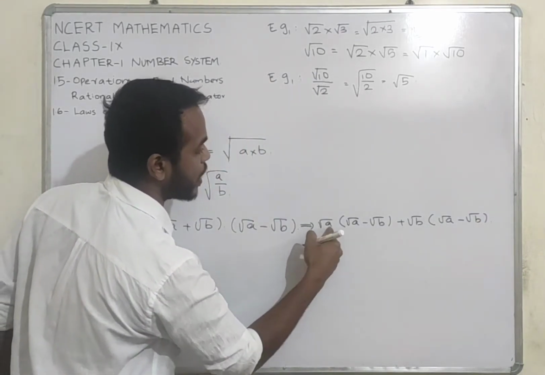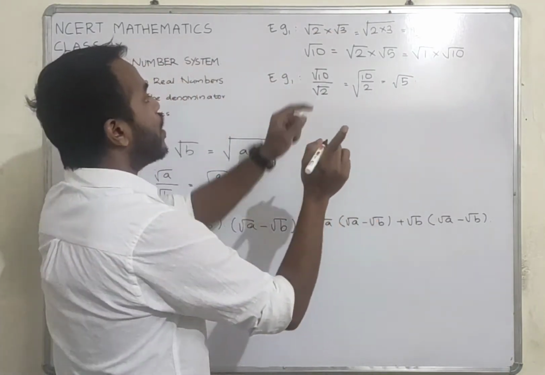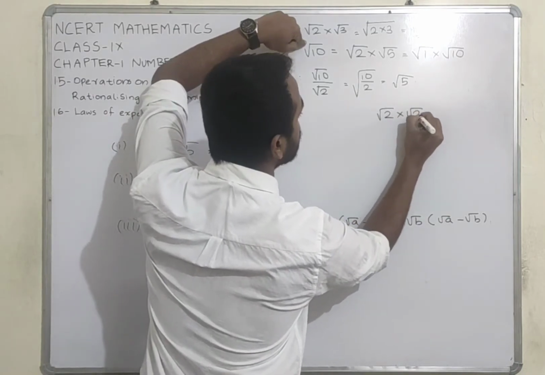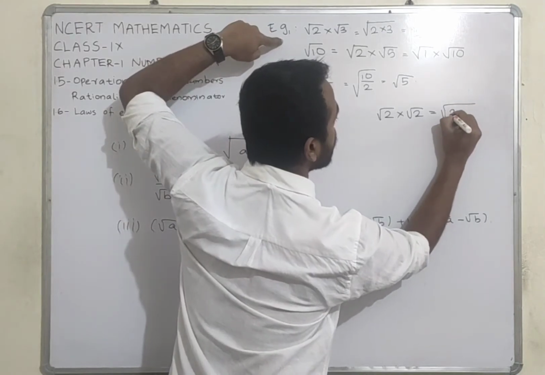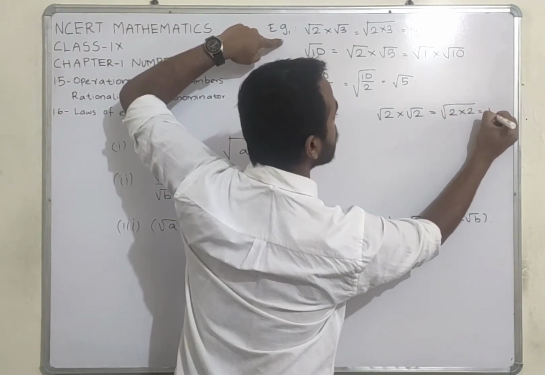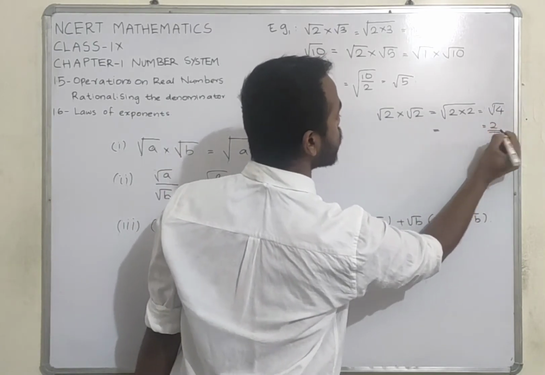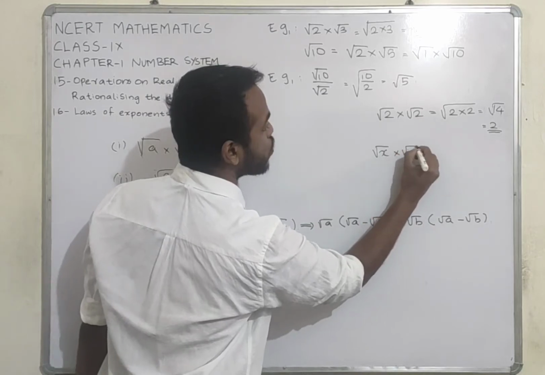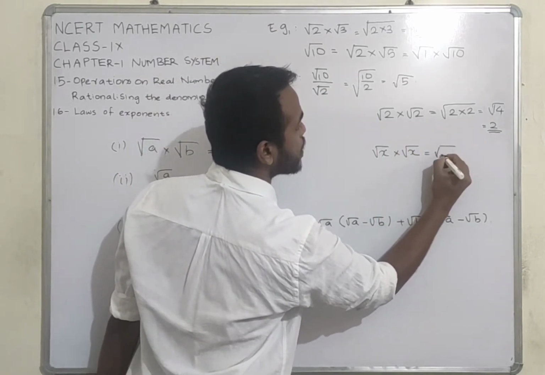What happens? Root a into root a is, okay, listen one more thing. What is root 2 into root 2? Using this very same principle, this can be written as root of 2 into 2. That is root of 4. And what is root of 4? It is 2. So generally we can say root of any number into root of that number itself will give, okay, let's see how this comes.